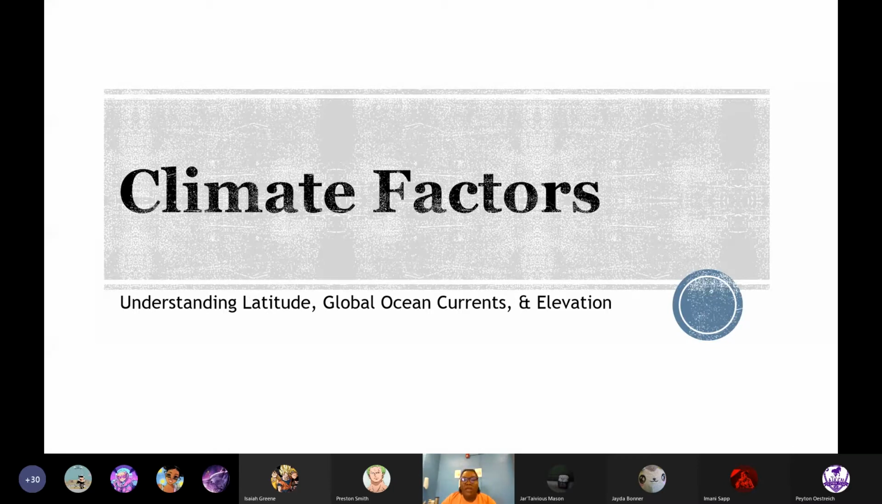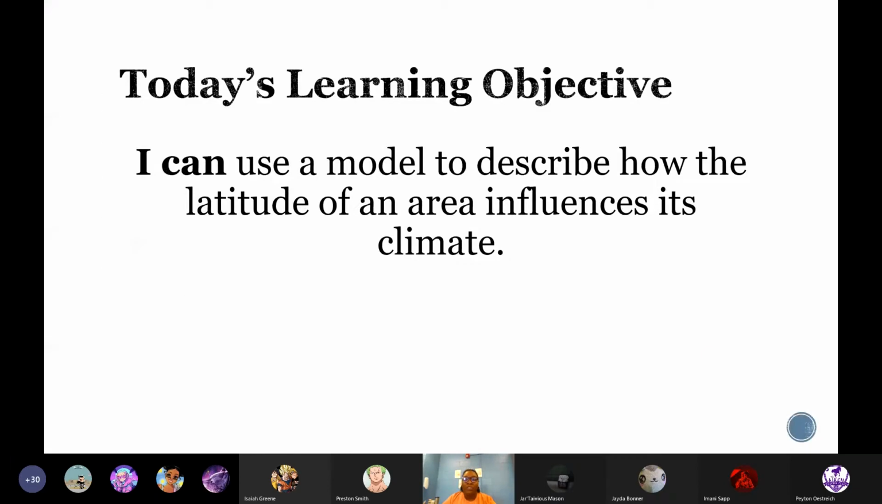So let's look here at climate factors, and specifically we're going to talk about latitude. Today's learning objective, your I can statement, is: I can use a model, in our case a picture, to describe how the latitude of an area influences its climate. Now, when I see that word influences, that means changes, how it makes a change to its climate, okay?